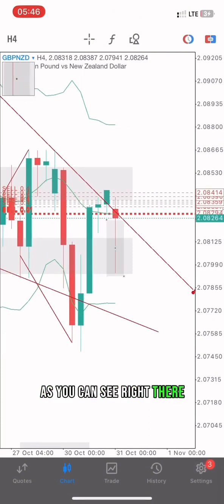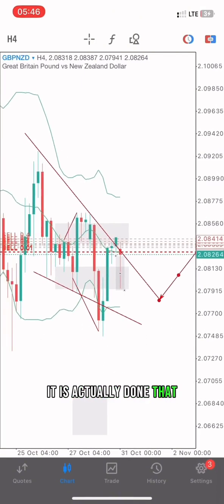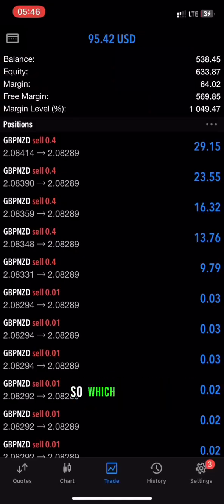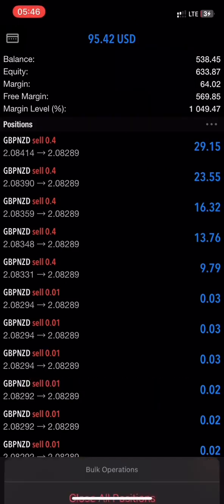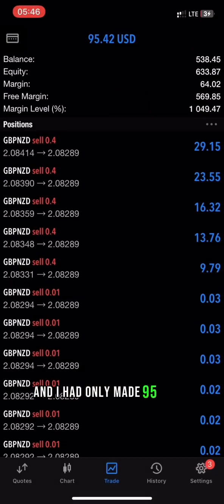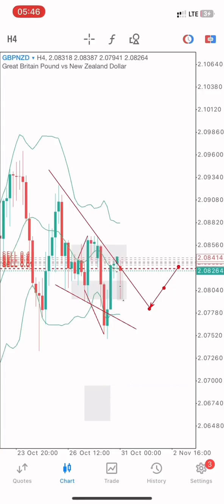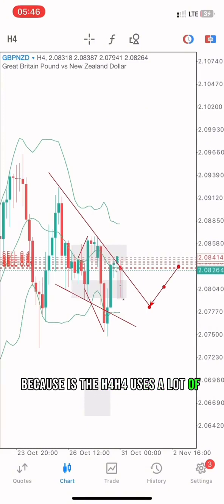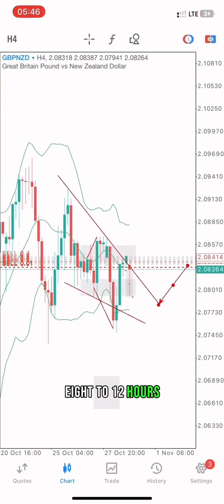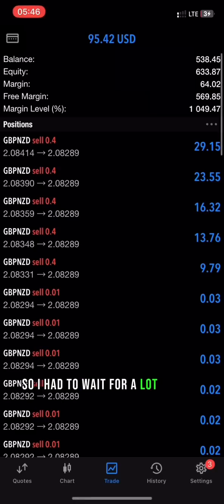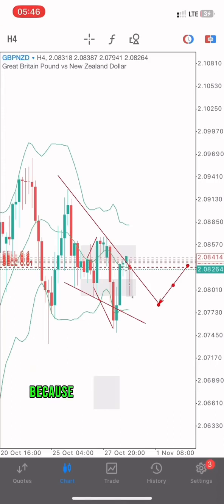As you can see right there, it has actually done that, made a fake out and then come back down. But I wasn't there to close the positions, so it has come back almost to my entry positions, and I had only made 95 bucks, and it seems as if my network is not working that well. This was after some hours, because it's the H4. H4 uses a lot of hours, 8 to 12 hours for the whole formation of this candle.